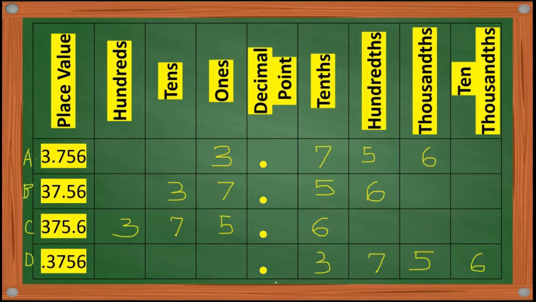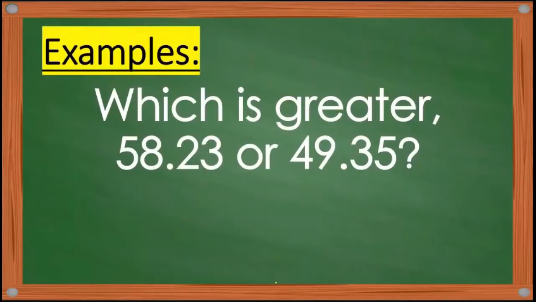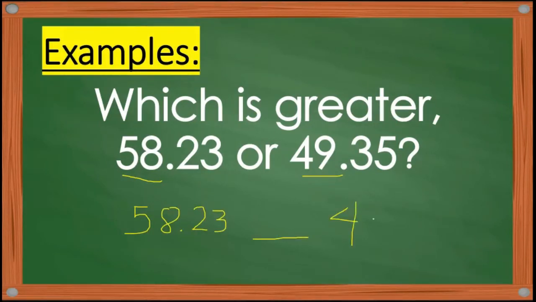Here, in comparison of decimals, we use the symbols greater than, less than, and equal. So when comparing two decimals, it is helpful to write one below the other, just like this one. Which is greater, 58.23 or 49.35? Take a look first, class. The first thing that you're going to look at is the whole number. 58.23, 49.35: less than, greater than, equal.